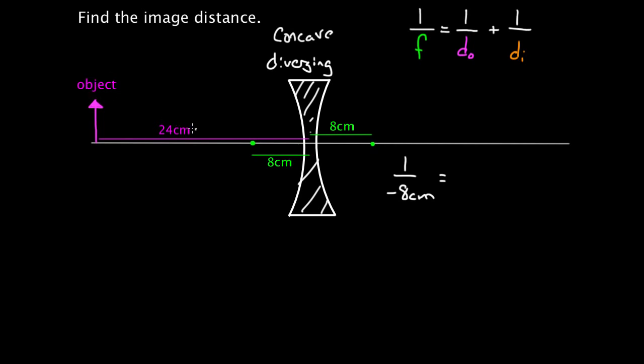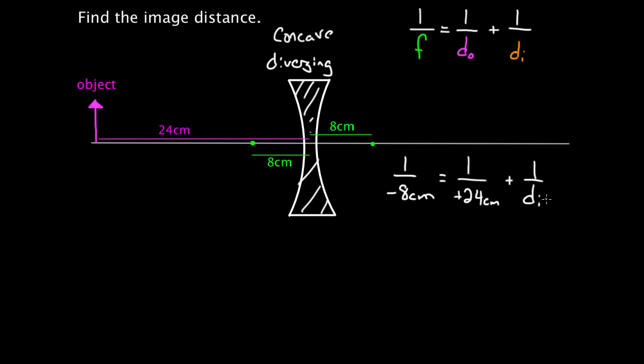Here we go, object over here, 24 centimeters away. Should I make it positive or negative? I've only got one lens here. That means object distance is always going to be positive. So that's 1 over positive 24 centimeters. Now we can solve for our image distance.